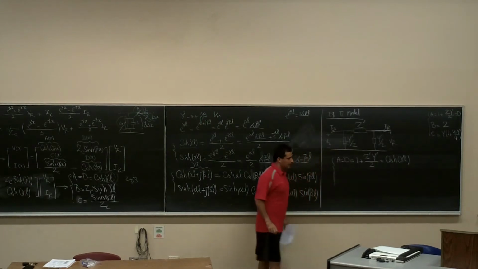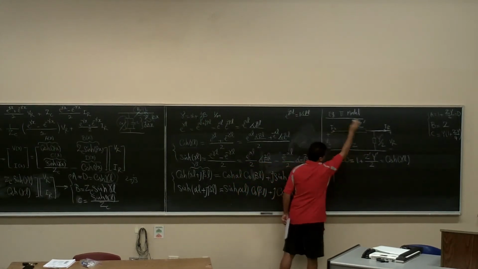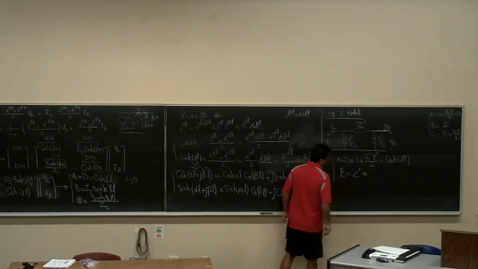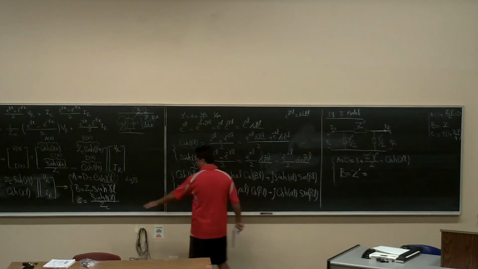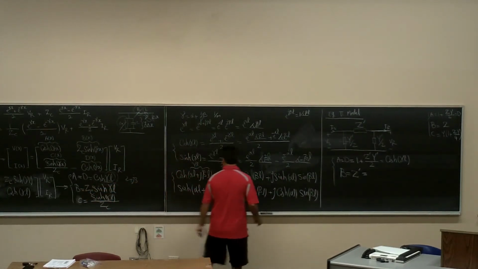Right? Now, how about B? If we have a model like this, B is going to be Z prime, right? But how much is B? Here we have the B, right? ZC sine hyperbolic gamma.